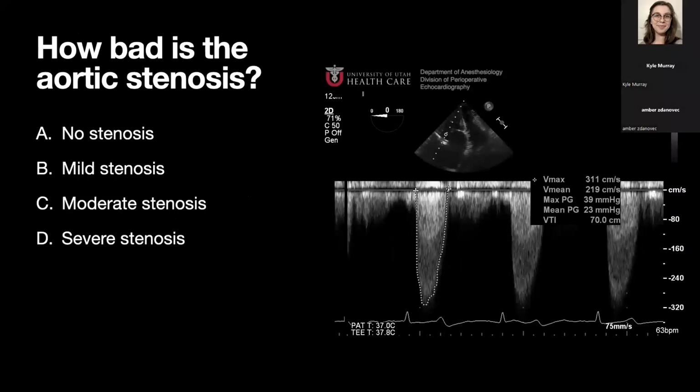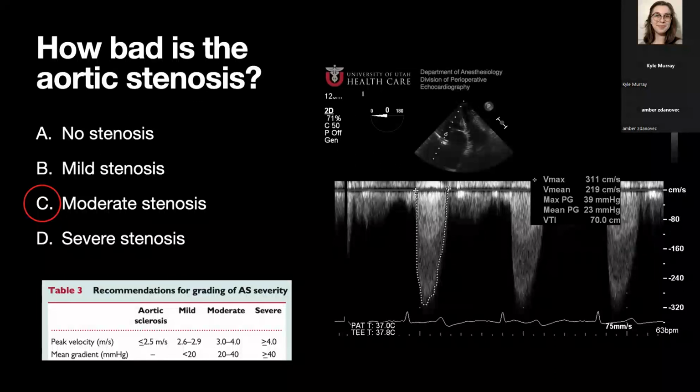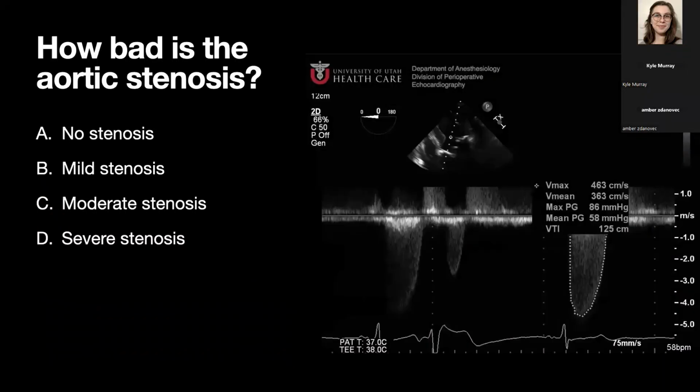All right. How bad is the stenosis? So here are the values that the computer spits out for you. Moderate. See, this is much easier than MR, isn't it? All right. How about this one? Severe.